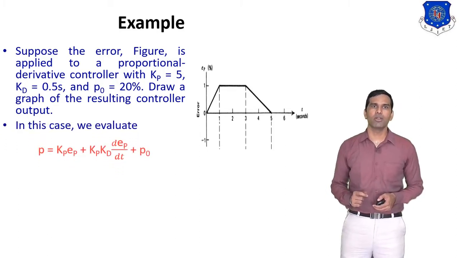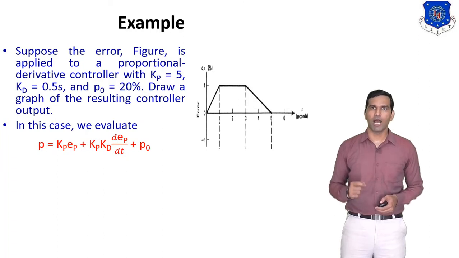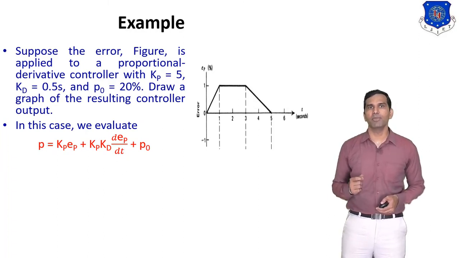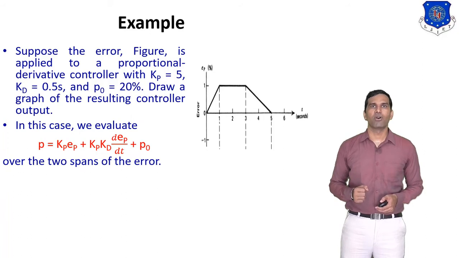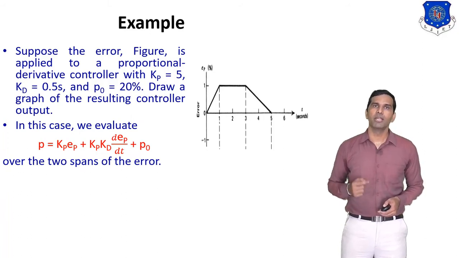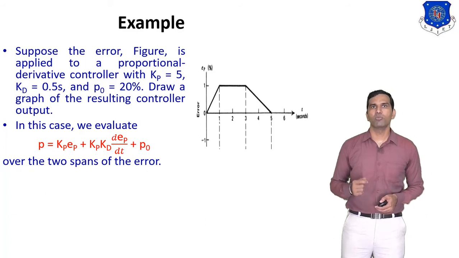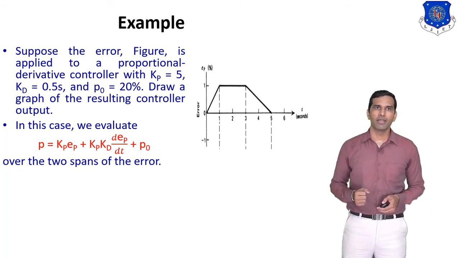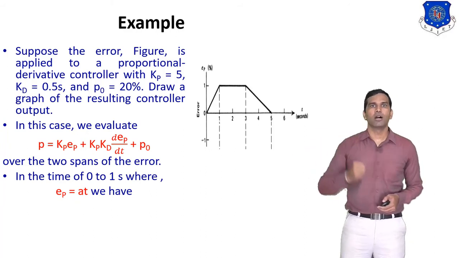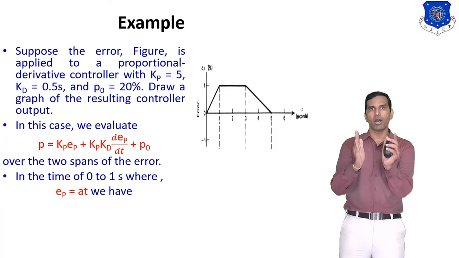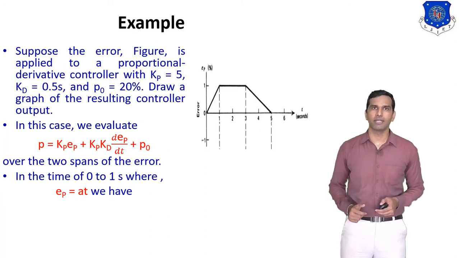In this case we evaluate the output as P equals Kp times Ep plus Kd times dEp by dt plus P0. This is the equation for the PD mode, the proportional plus derivative mode. Now we consider the spans of the error. In the time from 0 to 1 second, Ep is equal to At, as we can see in the figure.